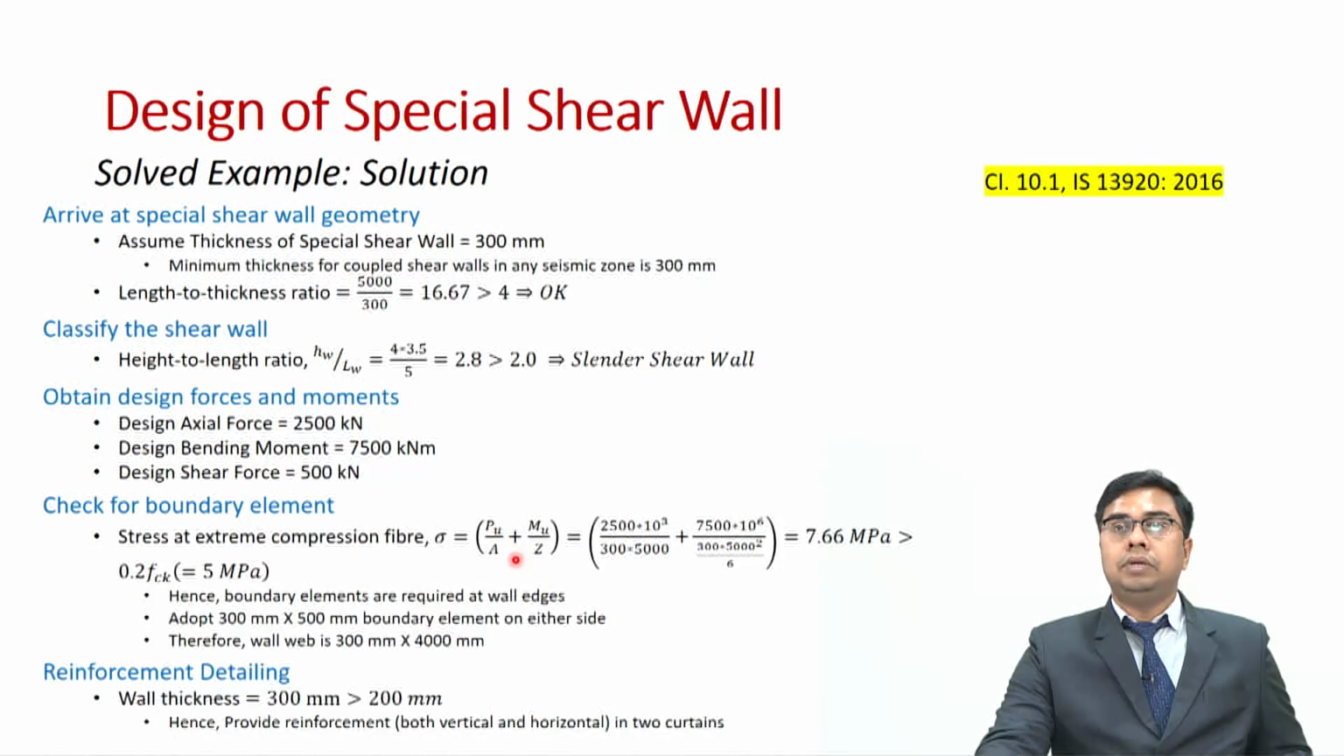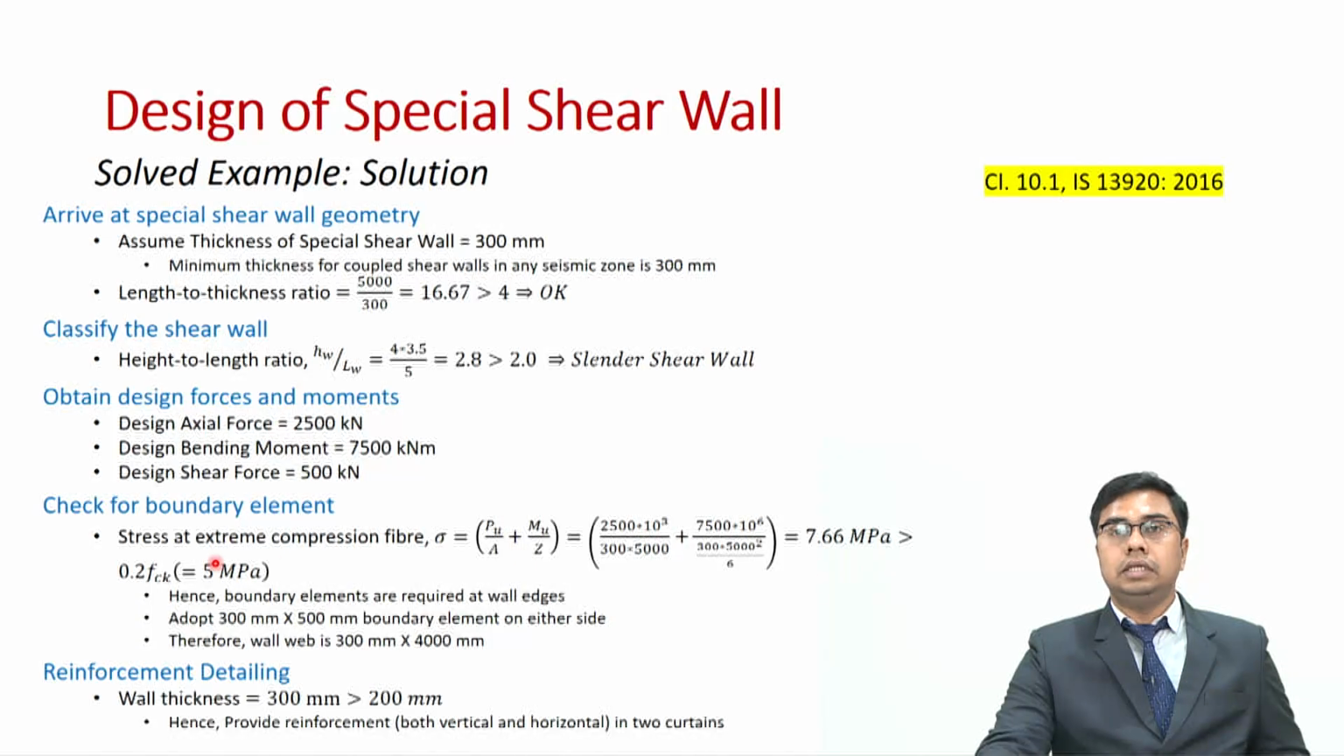It will be calculated as P by A plus M by Z. We know that the factored or design axial force is 2500 kilonewton and the cross sectional area is 300 mm by 5000 mm, plus the design bending moment is 7500 kilonewton meter and the value of Z is BD square by 6, which will be 300 multiplied with 5000 square divided by 6. Upon calculating, we get the stress at the extreme compression fiber as 7.66 megapascal.